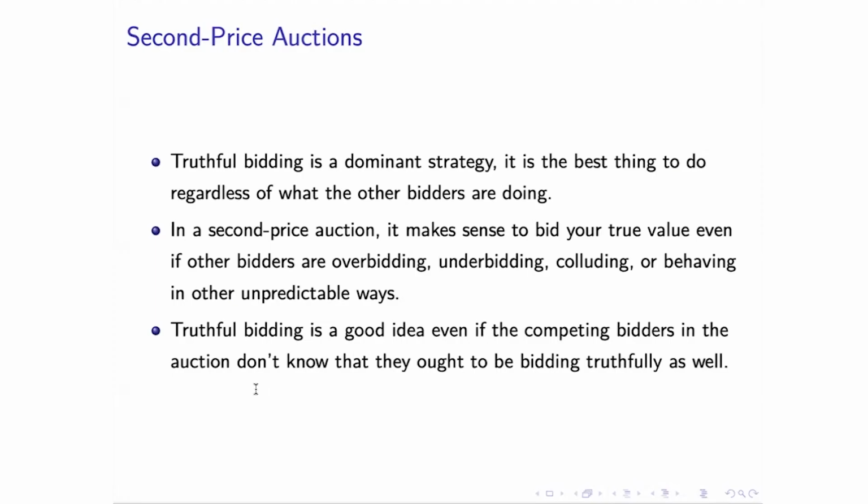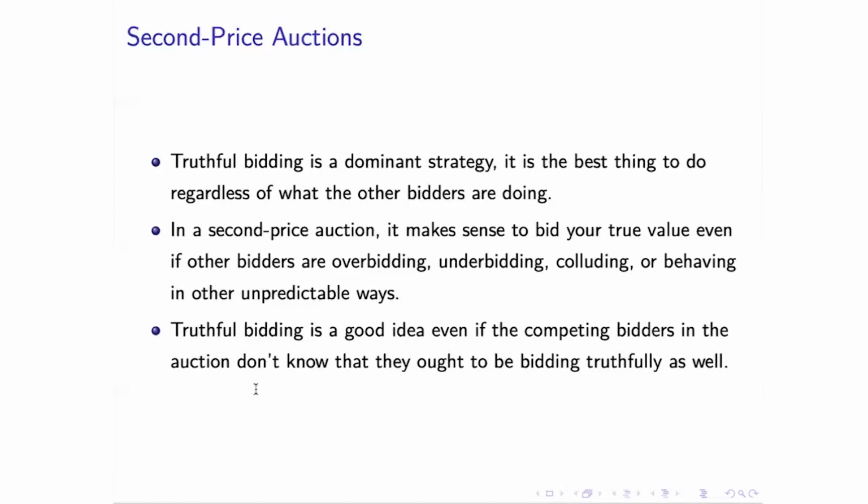So to summarize, truthful bidding is a dominant strategy, which means that this is the best thing to do regardless of whatever the other players are doing, right? And interestingly here, it does not matter if the other players are overbidding compared to their true value, underbidding compared to their true value, colluding or not, or if the number of other players is changing, or if they're doing something completely irrational or unpredictable. All of these things do not matter. The result is that it is always optimal to bid your own true value. So that's the beauty of the result.